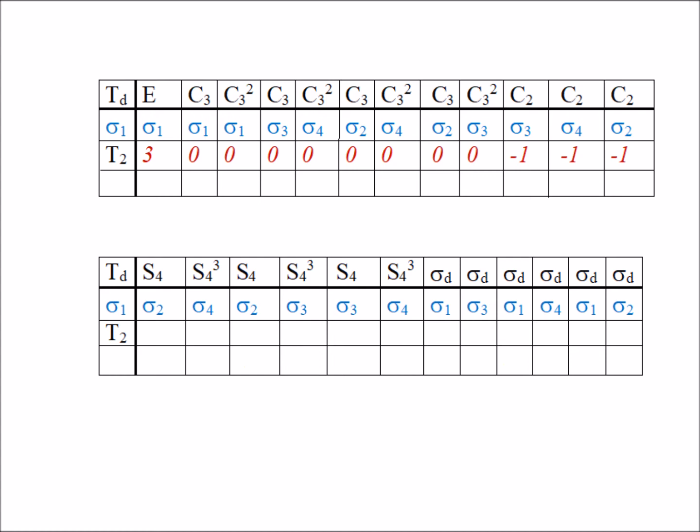The character for the 3 C2s is -1, so we have to make sure that we write down in red the -1s in each of the 3 C2 columns. The character for the 6 S4s is -1, so we are careful to put a -1, shown here in red, under each of the S4 and S4 cubed columns.